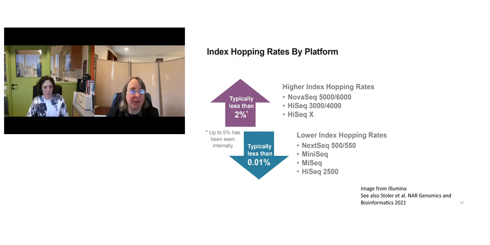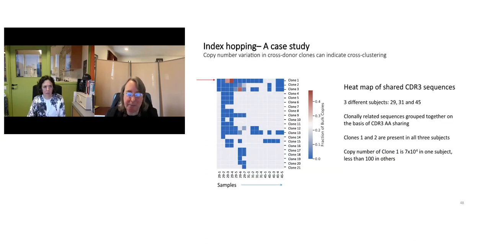So how often does this kind of thing happen? Well, if you just look at pure fractions of reads, the higher hopping rates are occurring in some of these higher throughput platforms, the lower ones on some of the others. And the big difference actually seems to be the nature of the flow cell. And I'll get to that in a second.